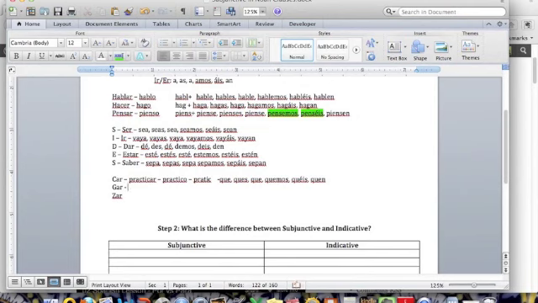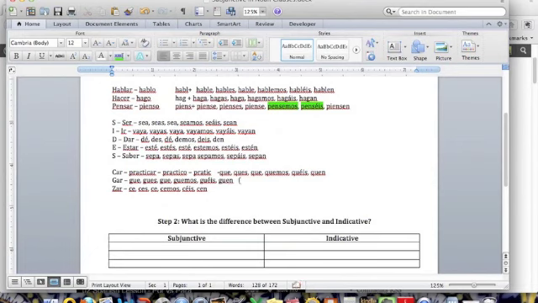Gar is the same way. We need to make the gue endings in order to maintain the correct pronunciation. And zar, we do a ce ending to maintain those correct pronunciations. So ce, ces, ce, cemos, céis, cen. And this one is gue, gues, gue, guemos, guéis, and guen.